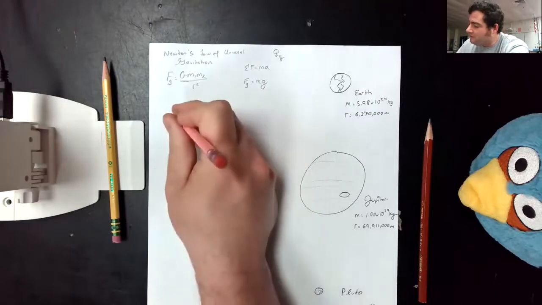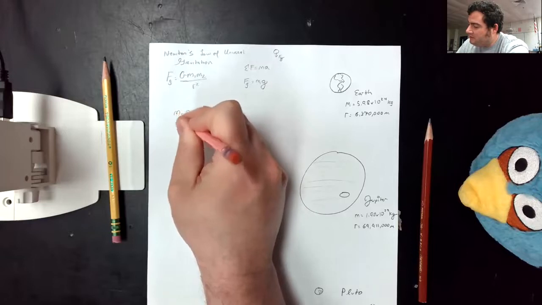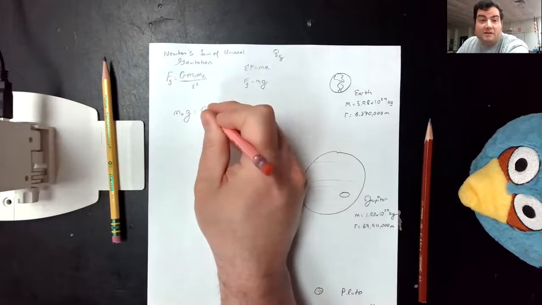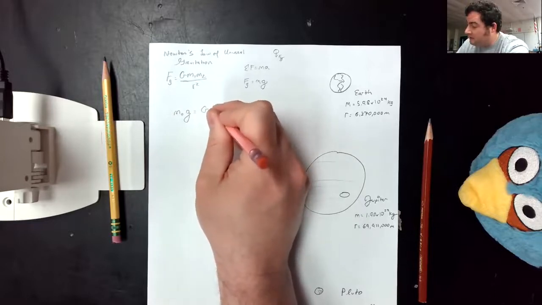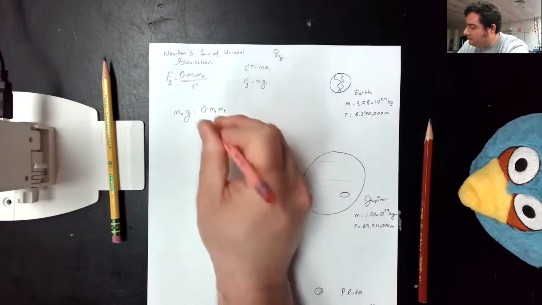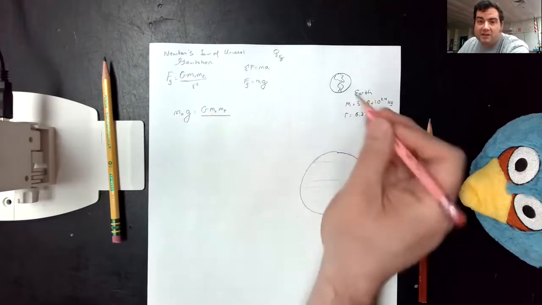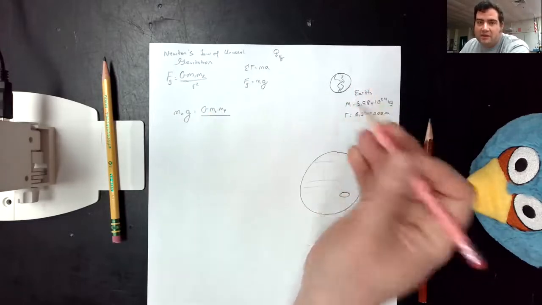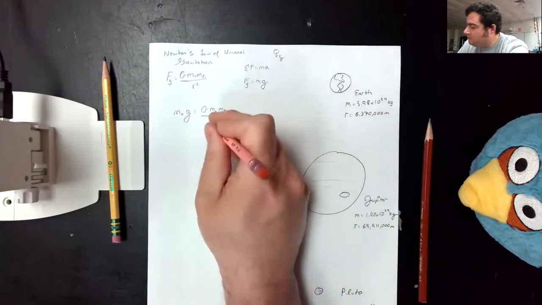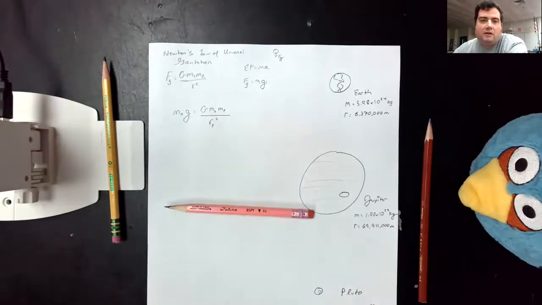So in other words, the mass of an object times the acceleration of gravity must be equal to the universal gravitational constant times the mass of that object times the mass of the planet divided by the distance between the planet and the object squared, which in general is going to be the radius of the planet, because anything on the surface is so small compared to the radius. So we end up with that.